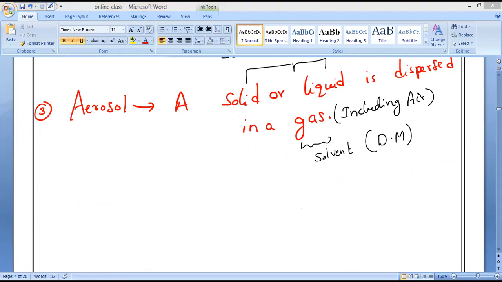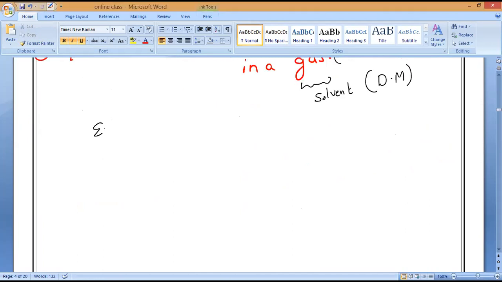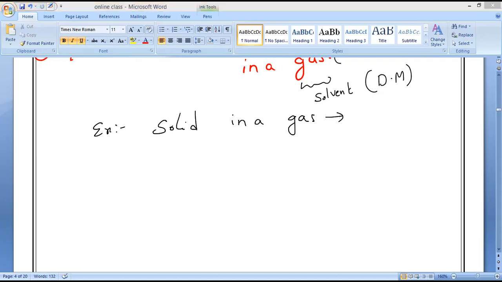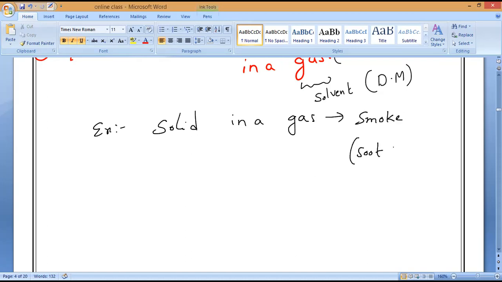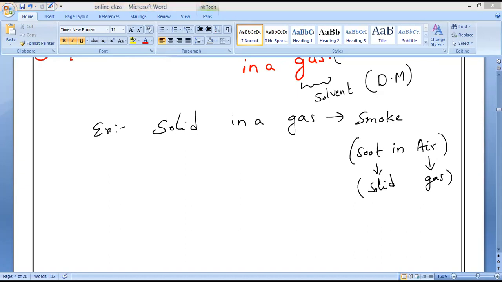If we take examples of aerosols where a solid is dispersed in a gas, the dispersed phase may be solid or liquid. A solid in a gas, for example, is smoke. Smoke contains soot particles, soot in air. Soot is the solid, a black ash, and air is the gas. Is it okay? Next, liquid in a gas.